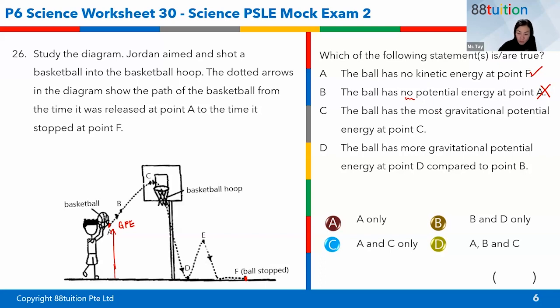The ball has the most gravitational potential energy at point C. Point C, most gravitational potential energy, it is true, isn't it? Because it is at the highest point above ground. Write down if you need to. Then sentence D: the ball has more gravitational potential energy at D compared to B. If you're comparing this point and this point, no, this is not true. So the answer is C. Any question here?